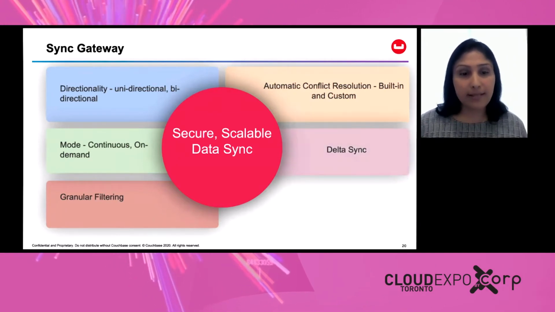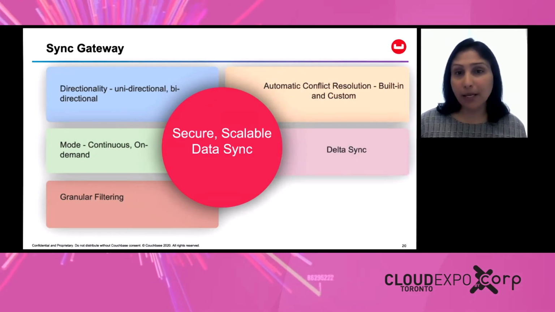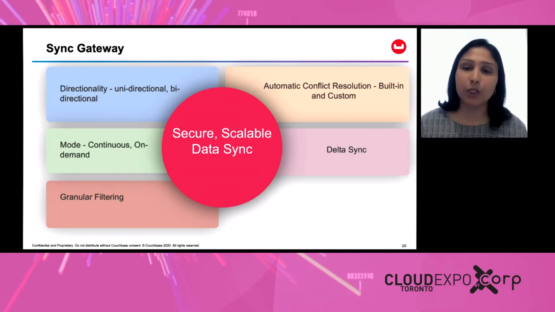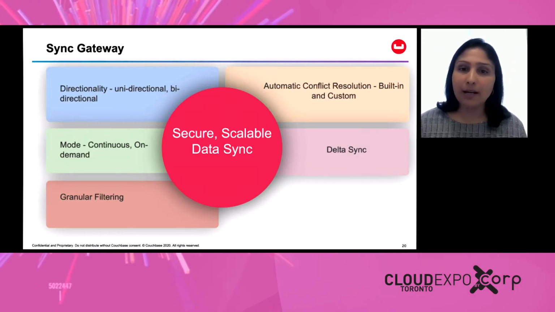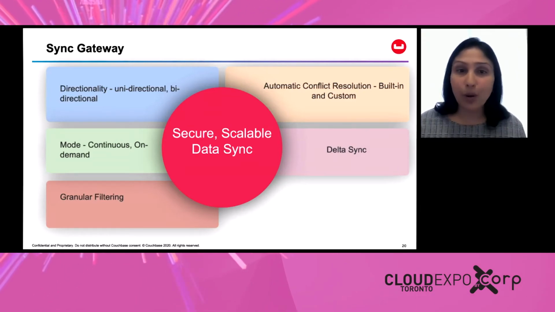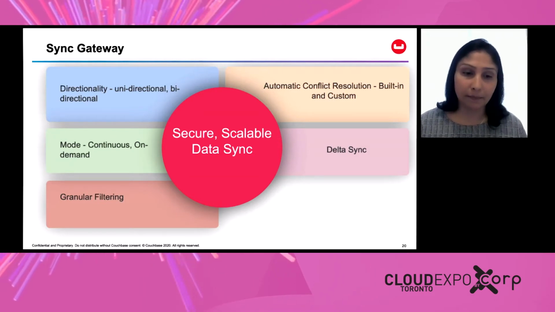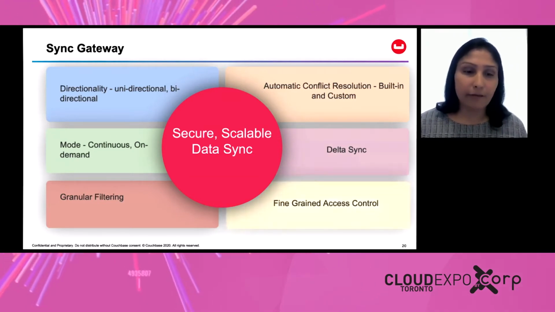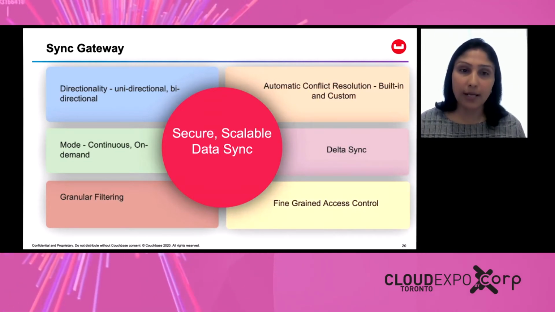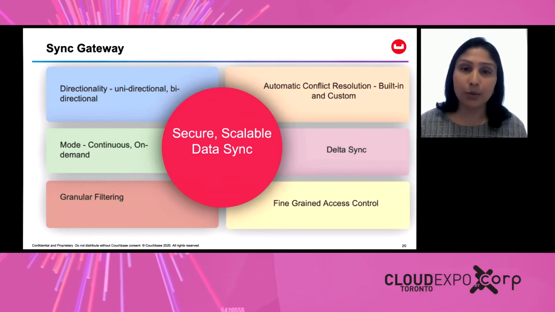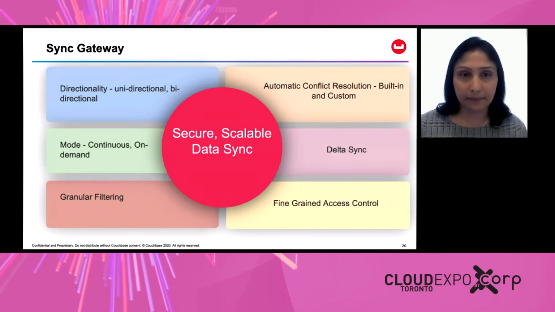By default, sync happens at the granularity of your document, but with Delta Sync, you can just sync parts of the document that are changed. This is very critical when you're talking about syncing potentially large volumes of data, but only a few attributes of that document have changed. And finally, fine-grained access control. That is defined by the user, so it allows the users to specify who has read or write access to the data.